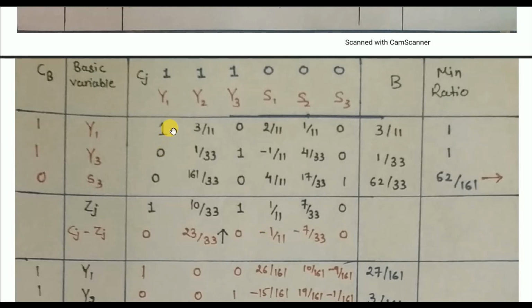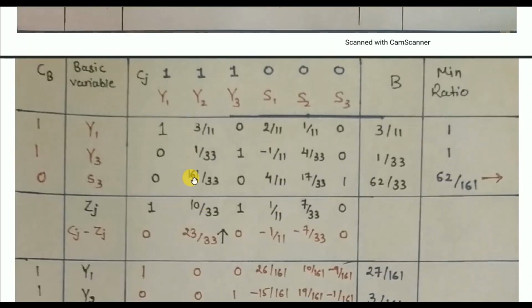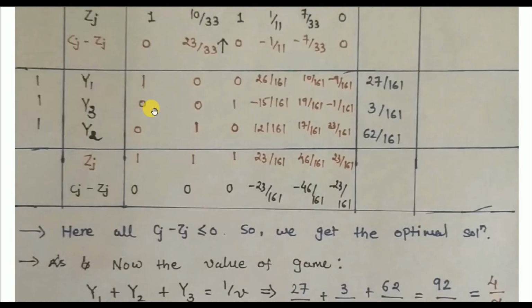So now we calculate Zj by multiplying this column with this column and taking the sum of it, then we get this row. And Cj minus Zj, as we know Cj is 1, 1, 1, 0, 0, 0, then we get 23 upon 33 as a maximum value. So now y2 is the entering variable and s3 is the leaving variable. So this is our pivot element, 161 upon 33. So we have to make it 1 and the other 2, 0. So we do it in this table.